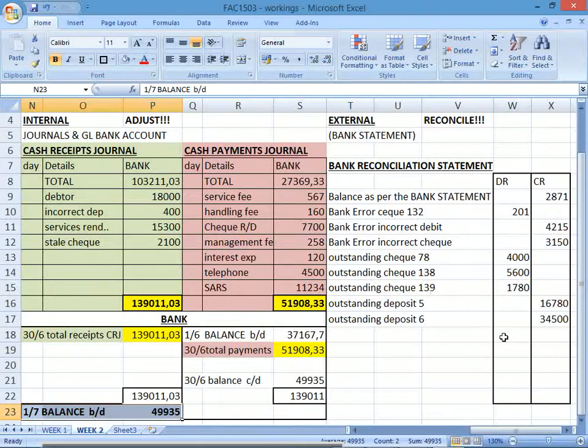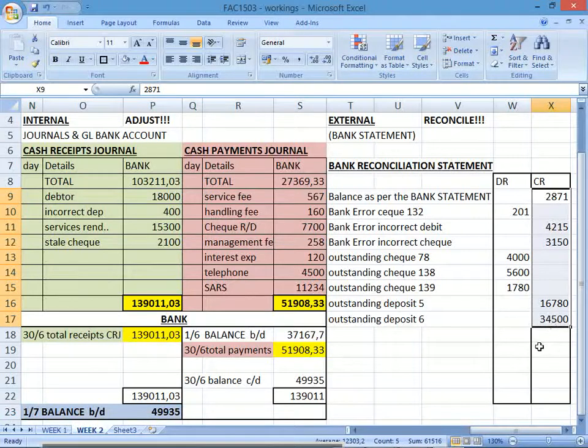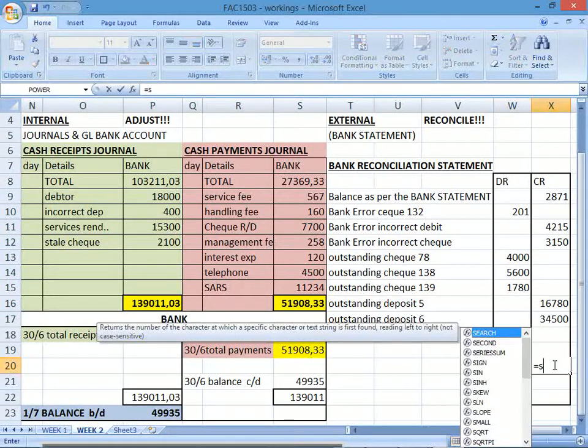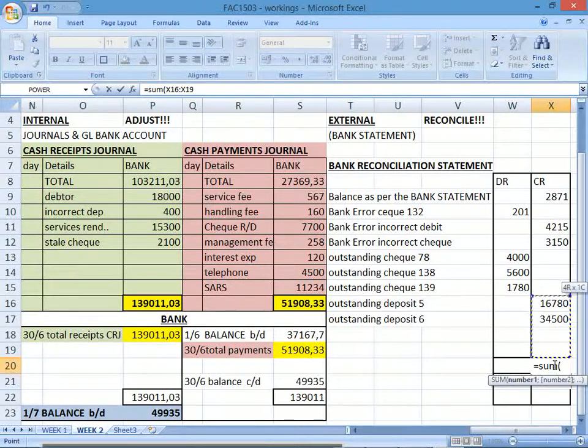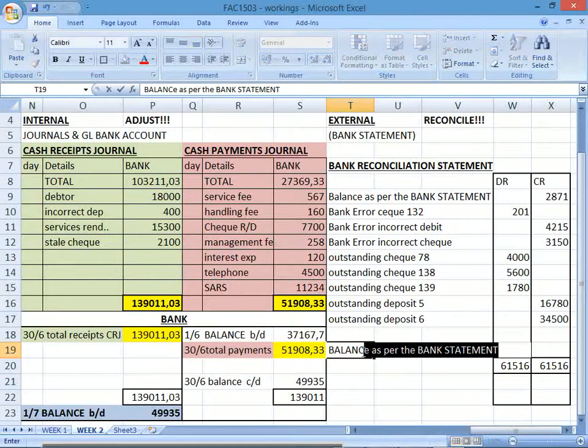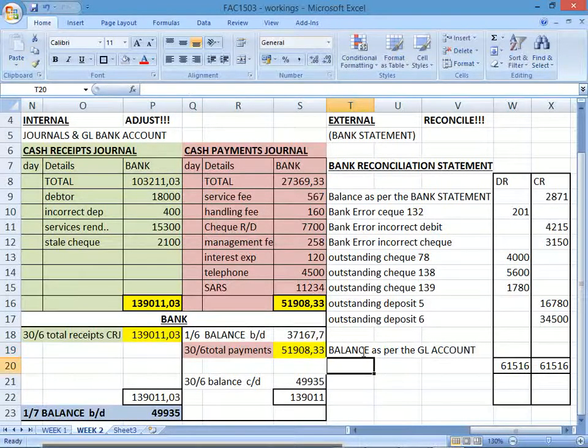Right, and then the last step of the bank recon is just to check this. Okay, looking at this, which side looks bigger? This side looks a lot bigger, do you agree? Right, so the same thing applies. Put two totals there, add up all of the amounts, and put the bigger total in. Okay, the bigger total is 61,516. That's the bigger total. Right, then the balancing figure is going to be the balance as per the general ledger accounts.